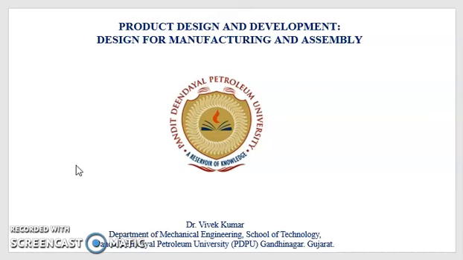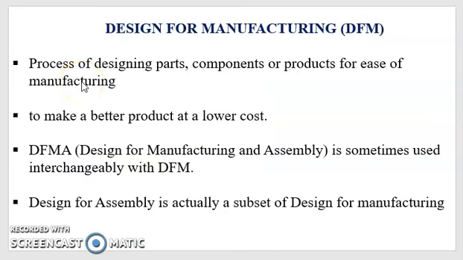In the last video lecture, I have illustrated some advanced methods of concept embodiment used in the product design and development process. We have discussed system modeling, embodiment checklist, and failure mode and effect analysis. In this video lecture, some aspects of design for manufacturing and assembly will be covered with reference to product design and development process. Design for manufacturing is a process of designing parts, components or products for ease in manufacturing.